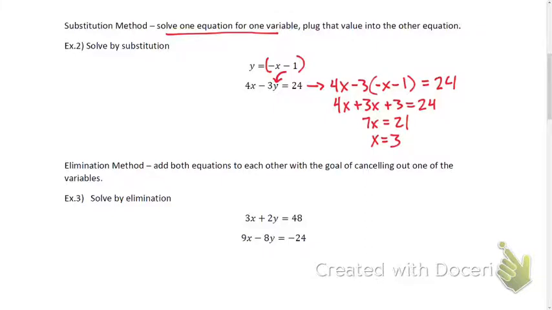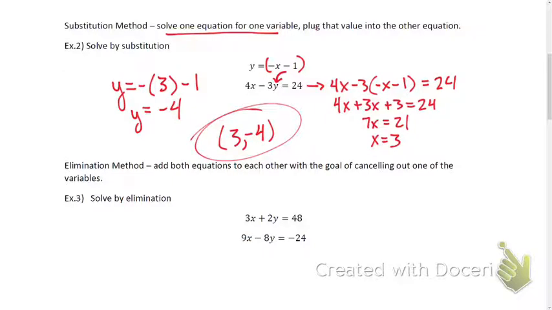We're halfway done. Make sure you get y. So y equals negative, plug in a 3, minus 1. So y equals -4. Feel free to write it as a coordinate, which kind of organizes your answer, or you can just write what x equals and y equals.